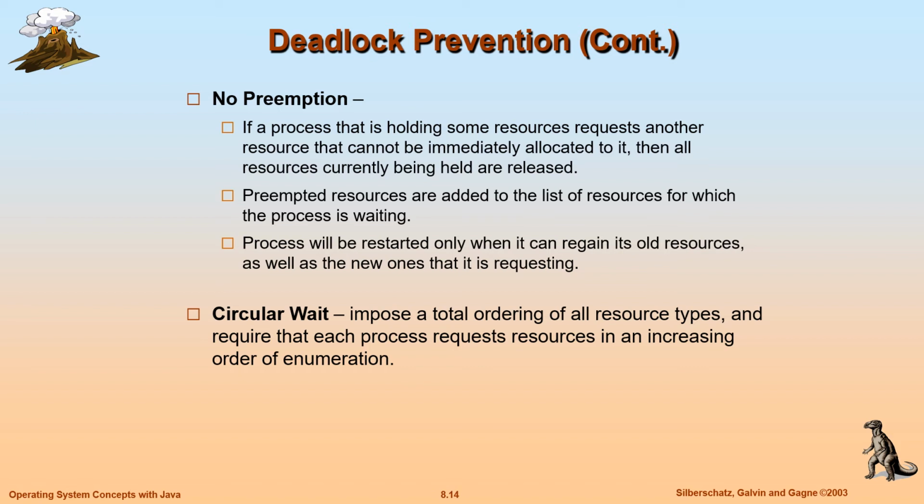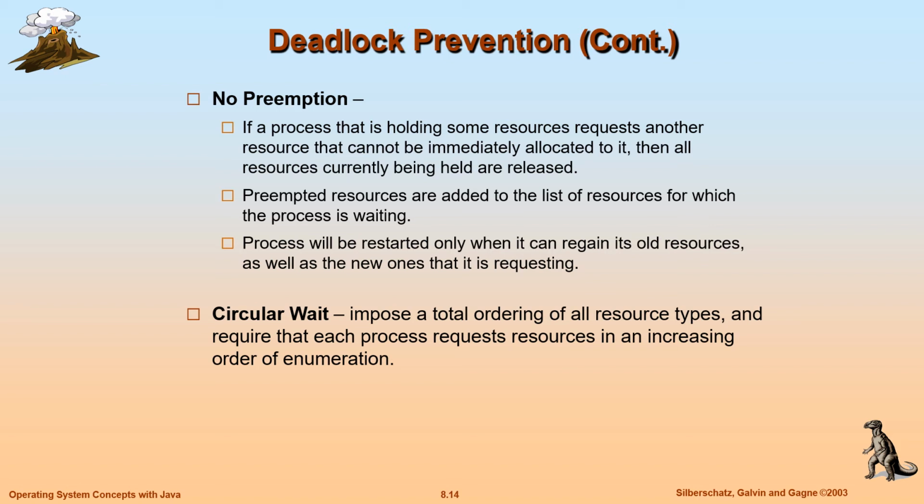No preemption. If a process that is holding some resources requests another resource that cannot be immediately allocated to it, then all resources currently being held are released. Preempted resources are added to the list of resources for which the process is waiting. The process will be restarted only when it can regain its old resources as well as the new ones that it is requesting.